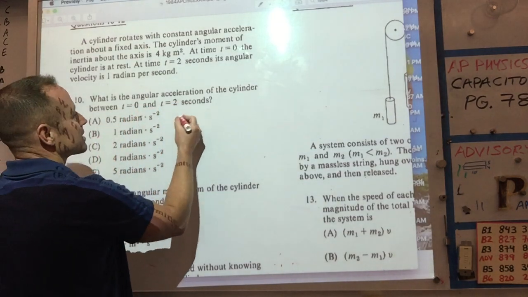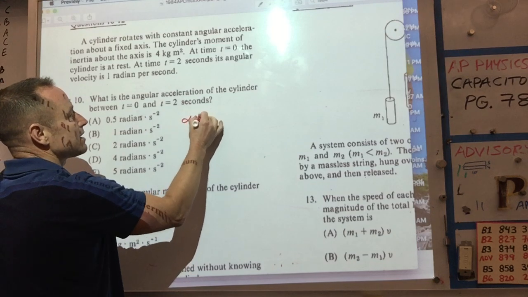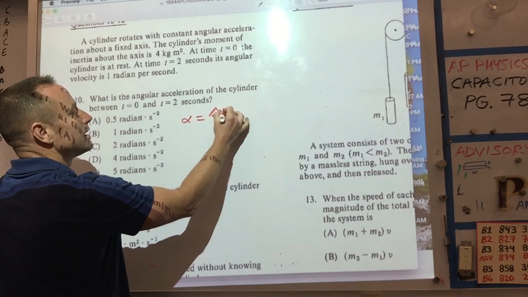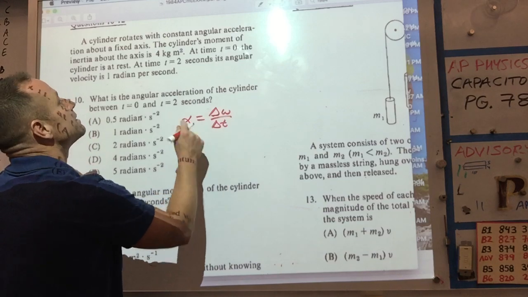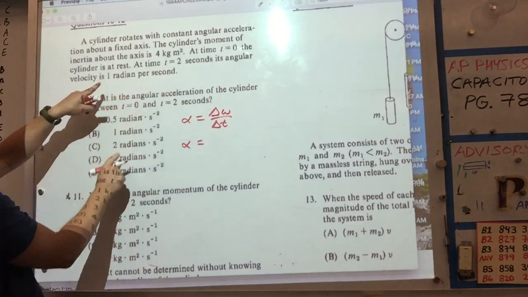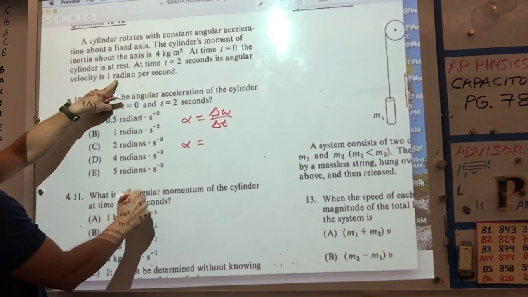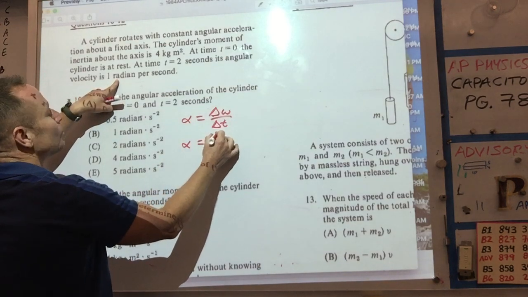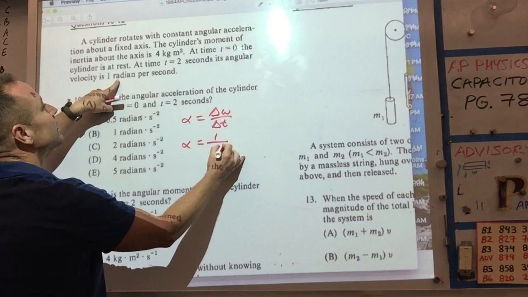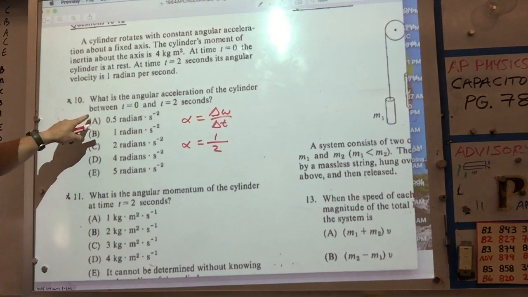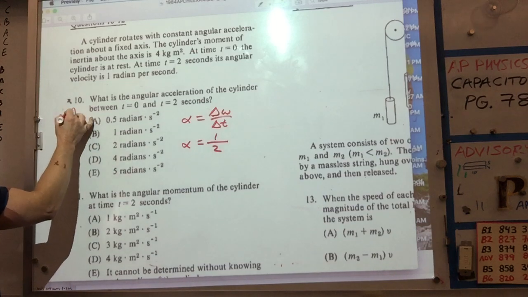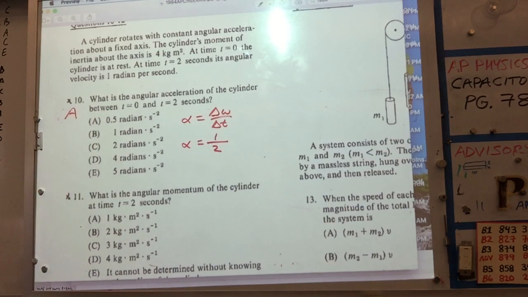Well, that angular acceleration, alpha, is just basically your change in angular velocity over the change in time. We went from rest to 1 radian per second, and it took 2 seconds to do it. So it looks like it should be 0.5. So 10 ought to be A. Let's do this one.